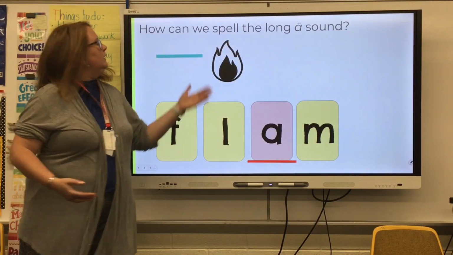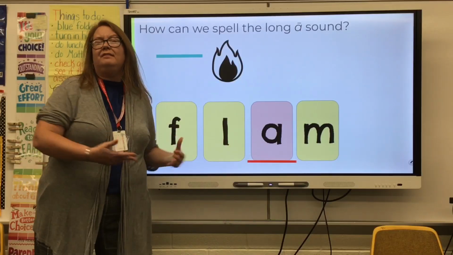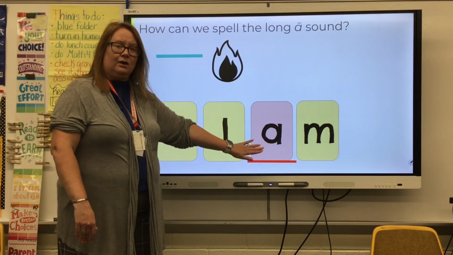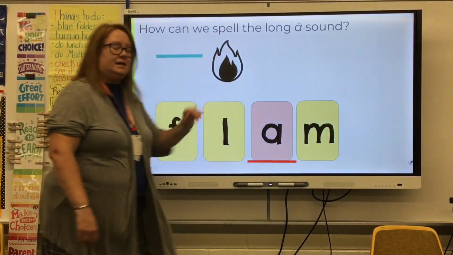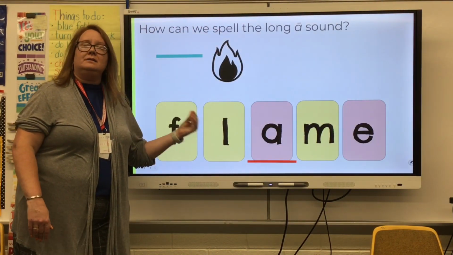What about this one? I have a picture of a flame. This would just say flam. If I want my A to make the A sound, I have to add that E to the end of the word to make my A say A.